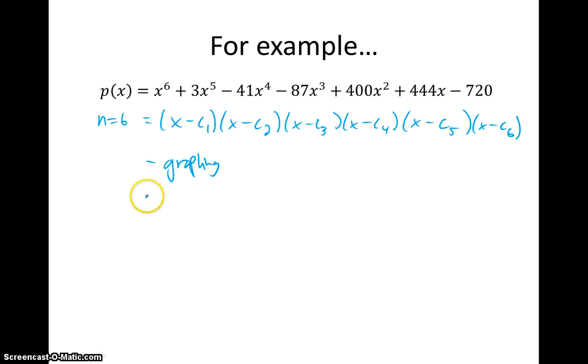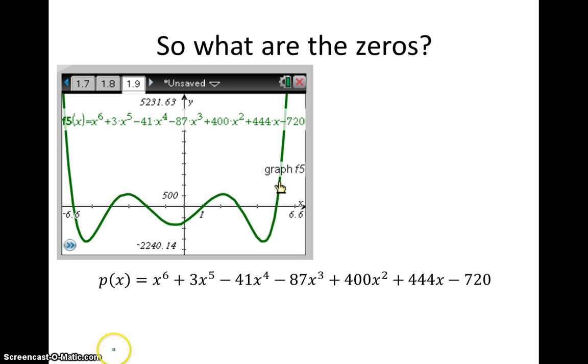Sometimes they'll give us information, so we could be given the zeros. So if they tell us, 3 and 2 are zeros, then we can plug them in here. It'd be x minus 3, x minus 2. And in this case, the reason I chose this particular polynomial is because when we graph it, it gives us some really nice numbers. So let's take a look at the graph of this.